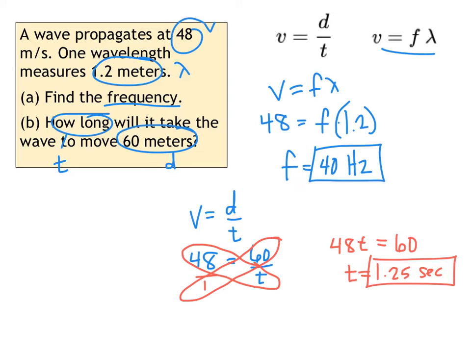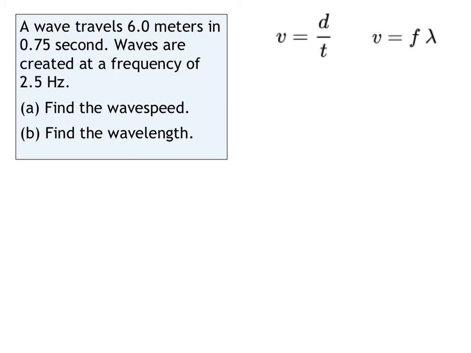All right, second collaborative question was this. Wave travels 6 meters in 0.75 seconds. So again, that's 6 meters. That is not a wavelength. That's not talking about just how big is a single wave. That's an actual distance that the wave is moving. So that's d. And this is the time that it takes.